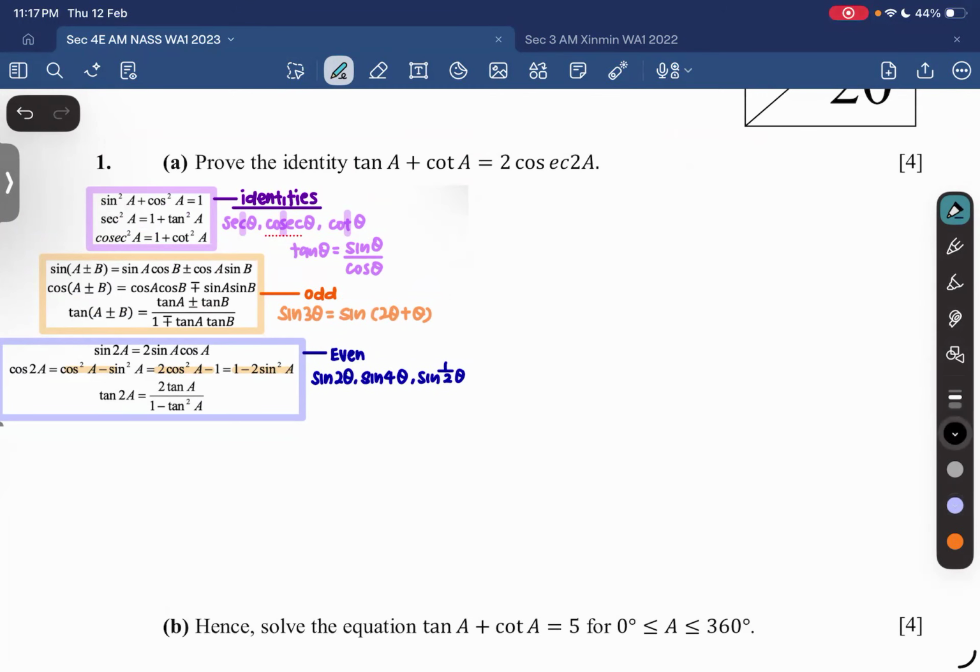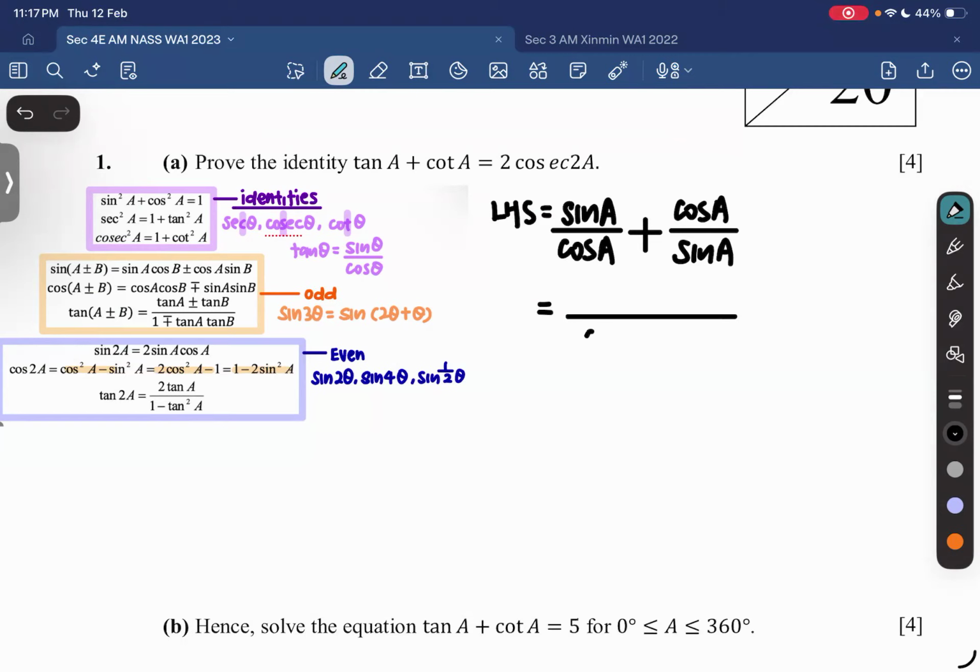Okay, so what I have here is we're going to do proving. So we're going to start with the left hand side. Left hand side looks easier. Of course later we need to cheat somewhere, but never mind, worry about that later. So tangent will be sine over cosine. Then cotangent is cosine over sine. Okay, so then from here, automatically we will make their denominator the same, which is sine A cosine A.